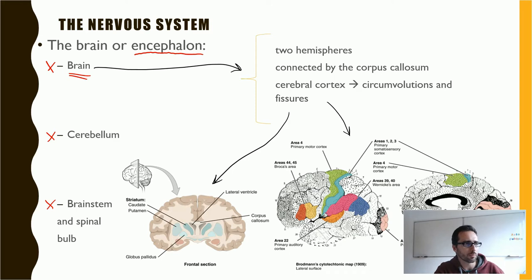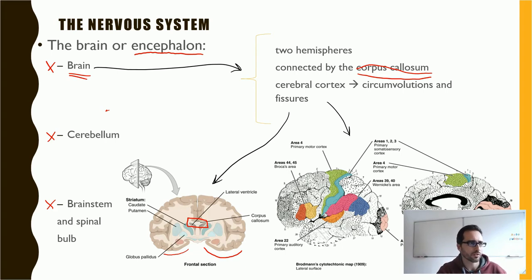The brain is made up of two hemispheres, two parts. This is the right hemisphere, and this is the left hemisphere, because this is a frontal cut. Both hemispheres are connected by a mass of white matter called the corpus callosum. The corpus callosum is this structure here. This is the corpus callosum, this mass of white matter that connects the two hemispheres.